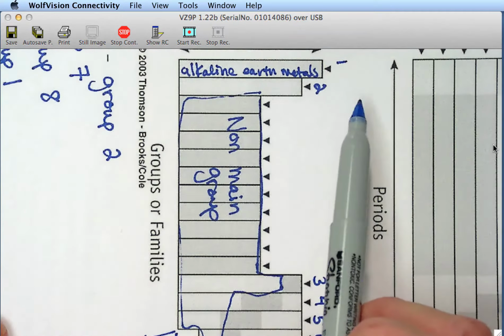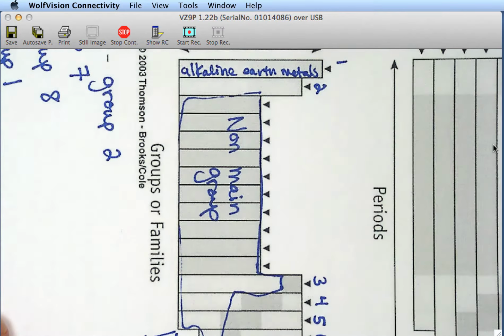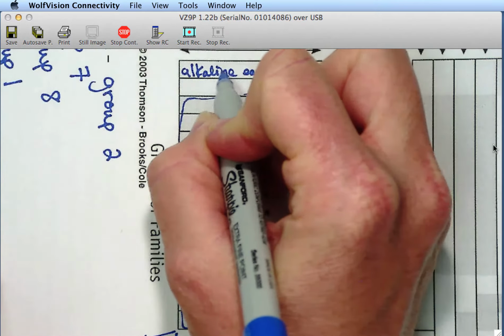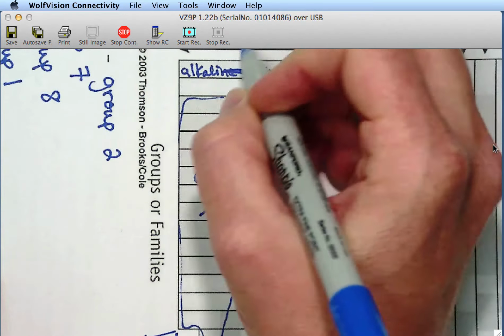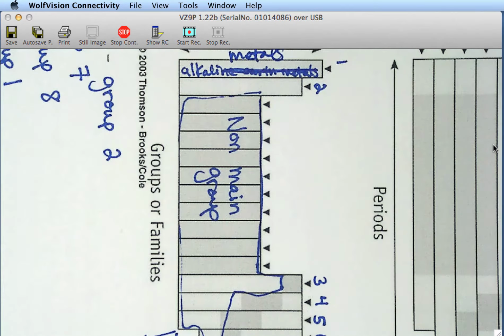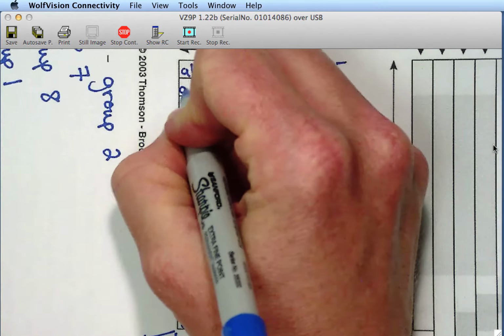So group, I just mislabeled it. I was talking and not thinking. This is alkali metals: your lithium, your sodium, your potassium. Those are your alkali metals. So thank you. Alkaline earth, group 2.